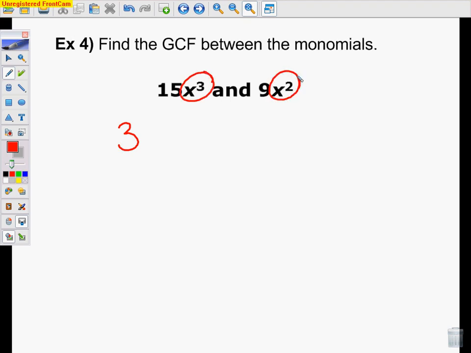Now remember, the greatest common factor is the biggest thing that you can divide out of both of those. Here we have 3 x's. Here you have 2 x's. If you need to take the same amount out of both, and you want to take as much as you can, the most you could take out of both of those is 2. So this would be 3x squared. All right? Good. Let's move on.